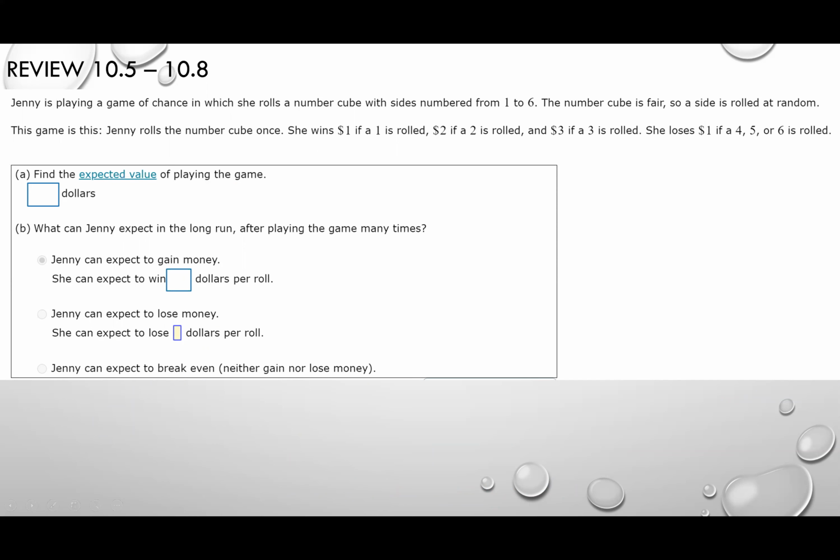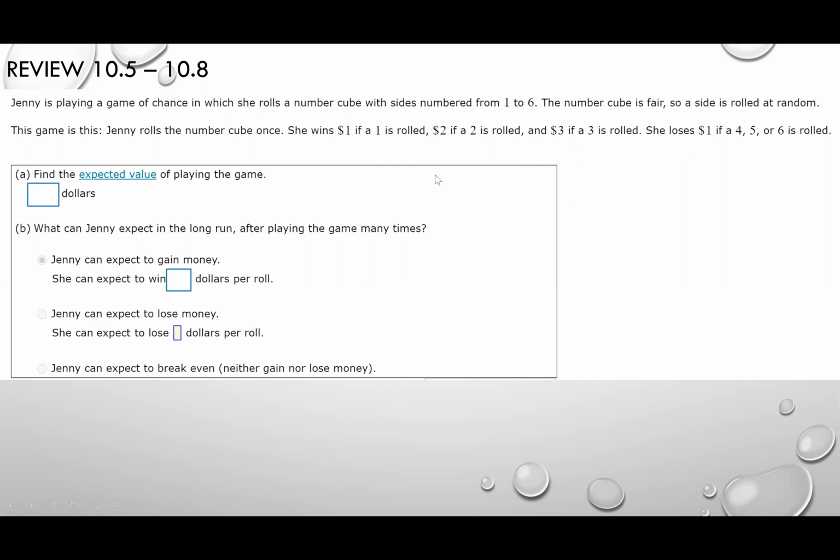So Jenny is playing a game of chance. Again, a different person plays a different game in which she will roll a number cube with sides numbered 1 to 6. So we have a dice, right? This cube, or this dice, has 6 sides, containing number 1, number 2, number 3, number 4. So this will roll at random. So in this game, this is what we have.